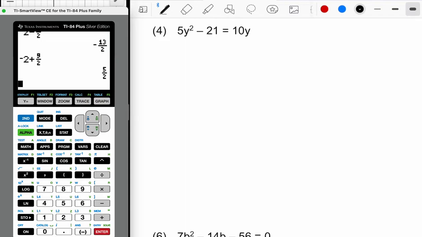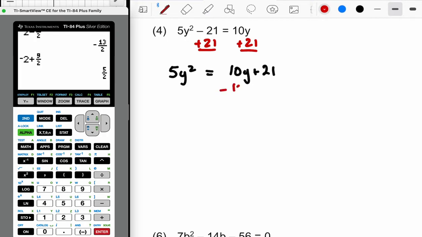We still need to have it in the appropriate form where the C value is the only thing on the right-hand side. So we can make that adjustment first. We could do it after the fact. It really doesn't make a difference. I'll do that first. I'm going to add a 21 to both sides. That's going to give me 5y squared is equal to 10y plus 21. I'm going to subtract the 10y from both sides.